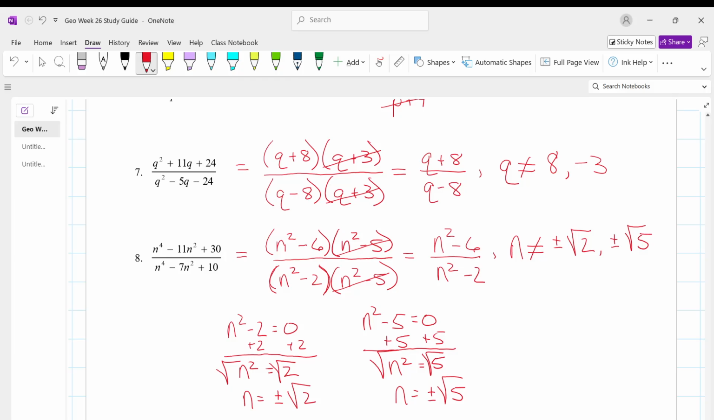Yes, sir? If it was n squared minus 4, then it would end up being positive or negative 2. Anytime you've got n squared minus a perfect square, you'll get a whole number. If not, you'll get positive or negative square root of that number.